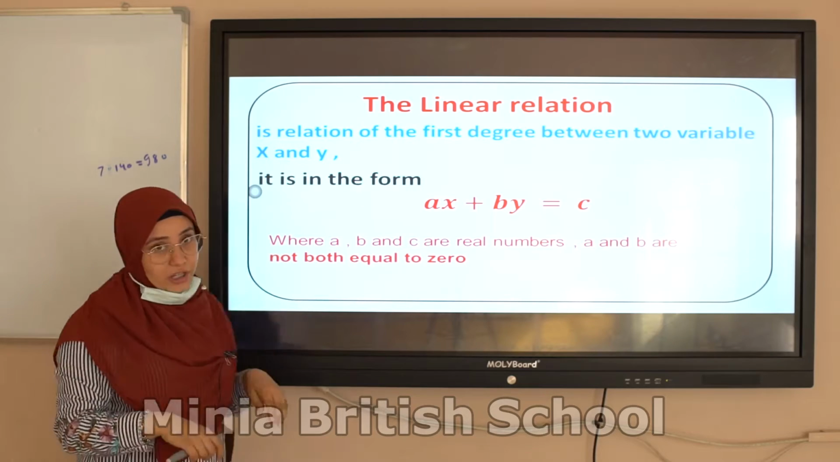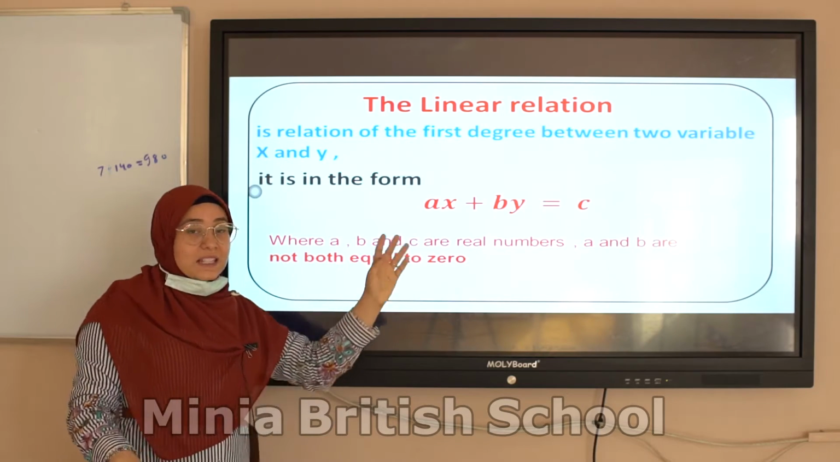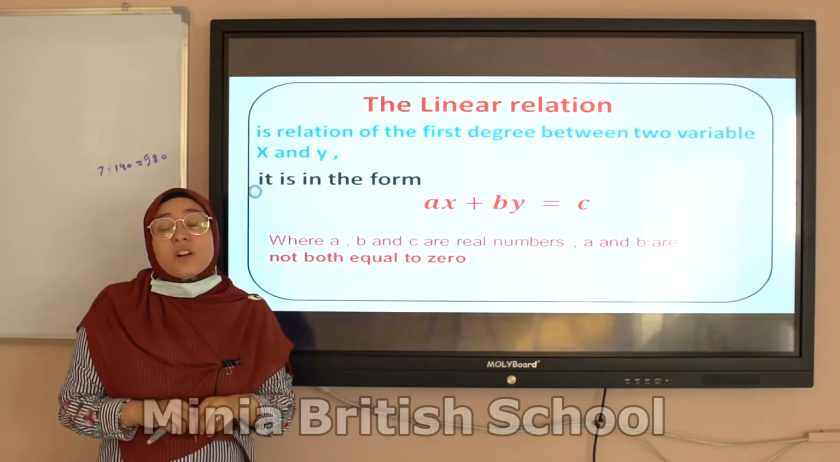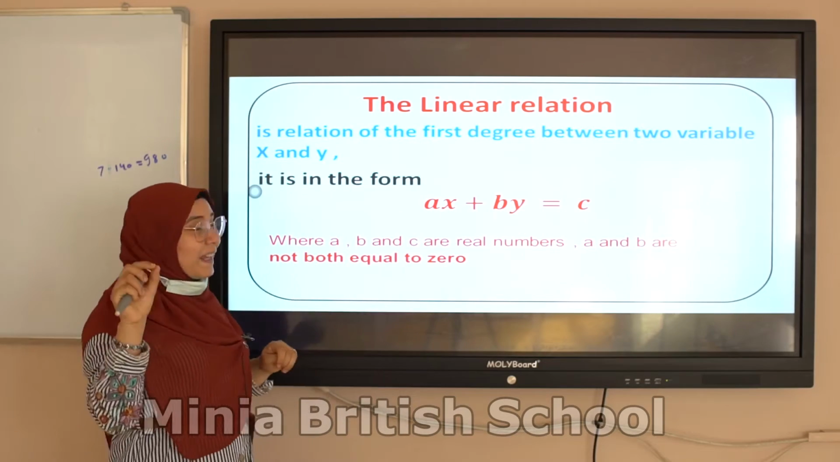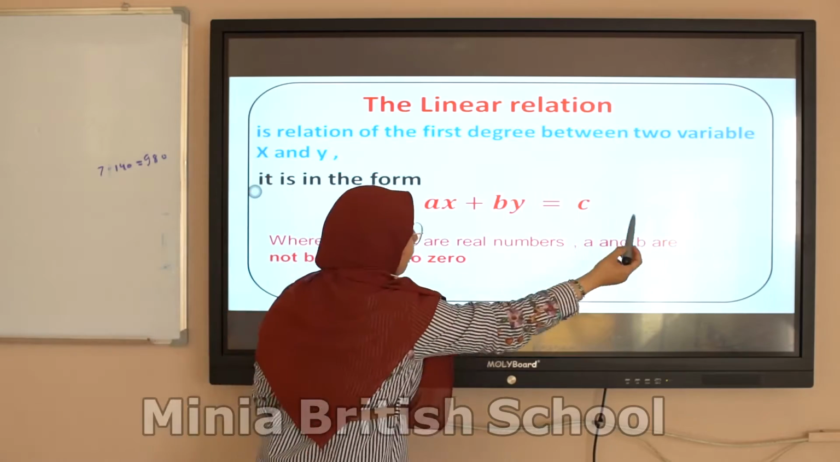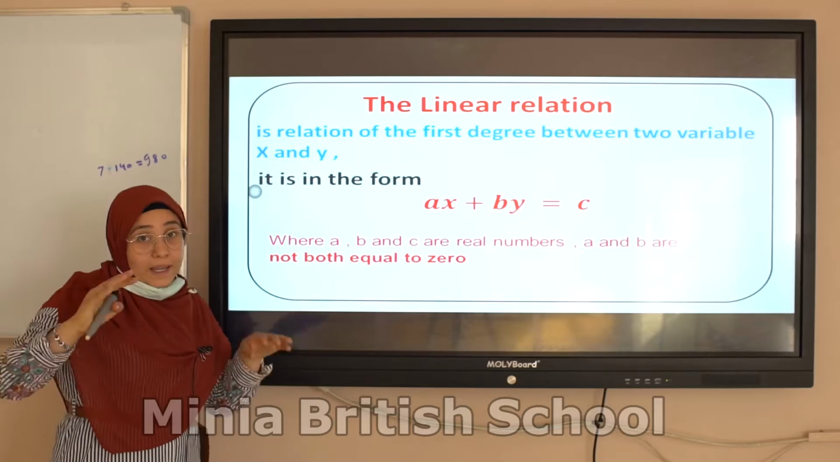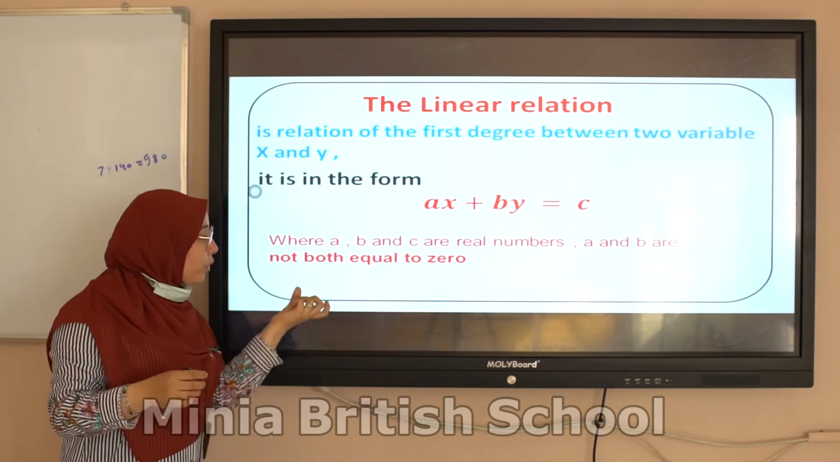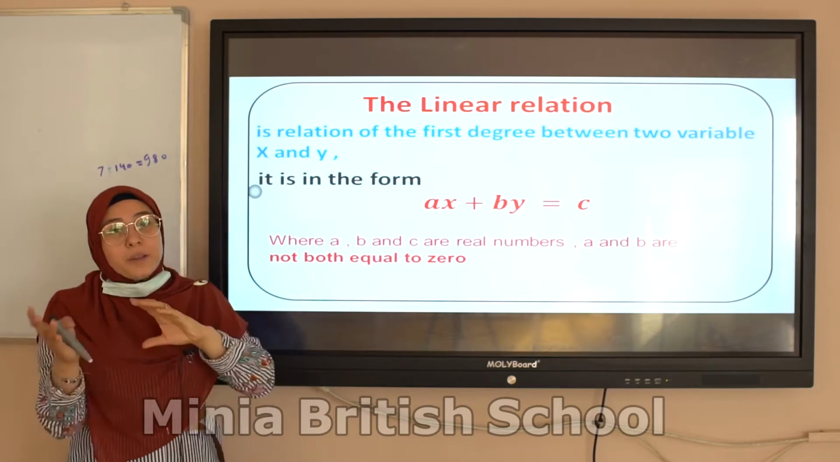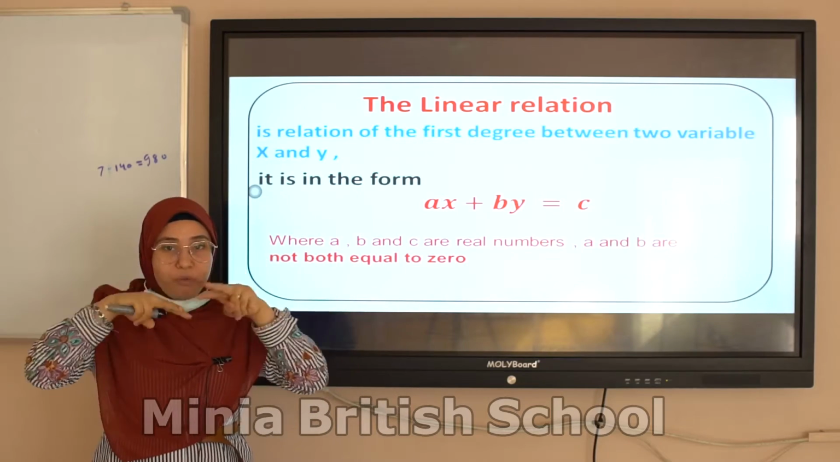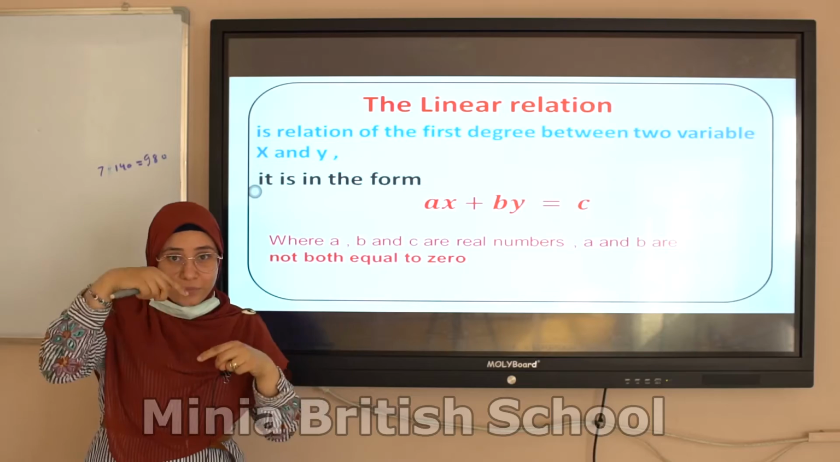Now, take care here. a, b, and c are real numbers. And take care here: a and b are not both equal to 0. Maybe a equals 0 or b equals 0, but both of them equal 0 at the same time? No.